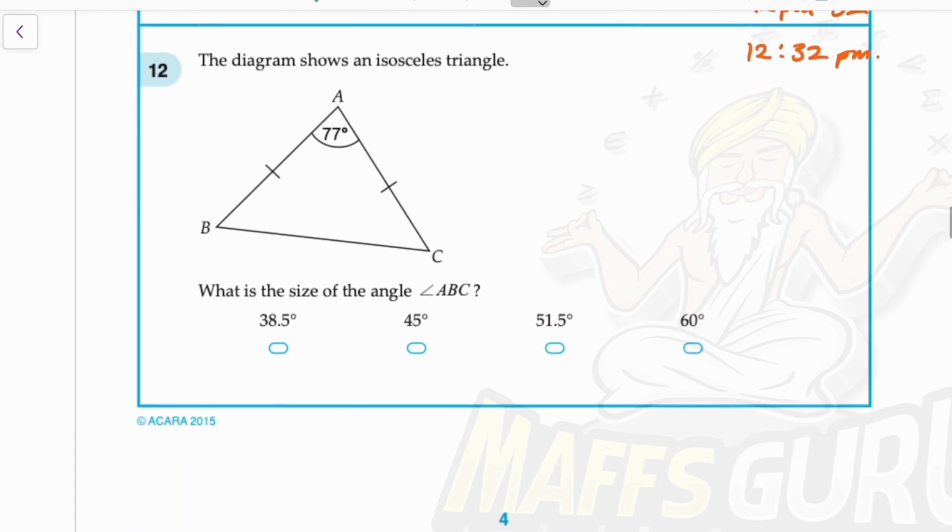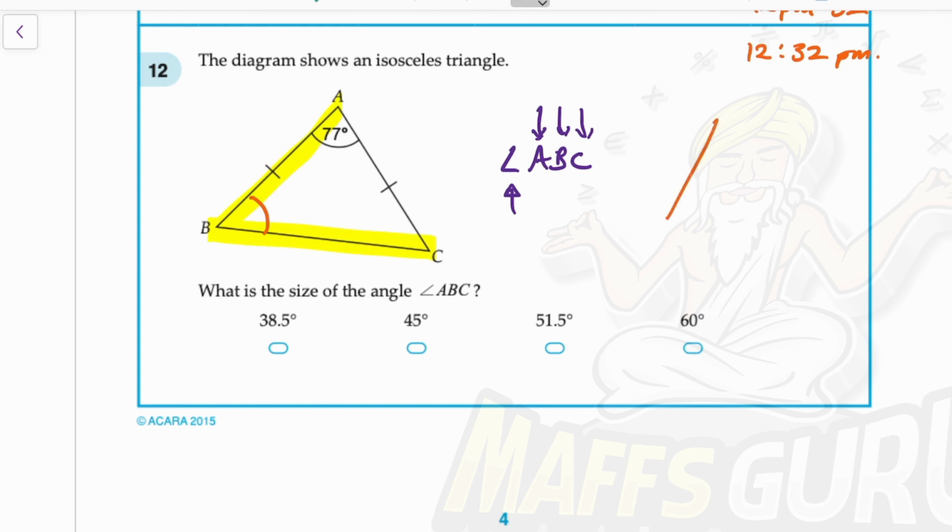The diagram shows an isosceles triangle. What does an isosceles triangle mean? It means that the two sides are exactly the same length. What is the size of angle? Now, again, that says angle, starting at A through B to C. So again, being able to show what that angle looks like, start at A, head to B, and end up at C. Hopefully you realize it is this angle here.